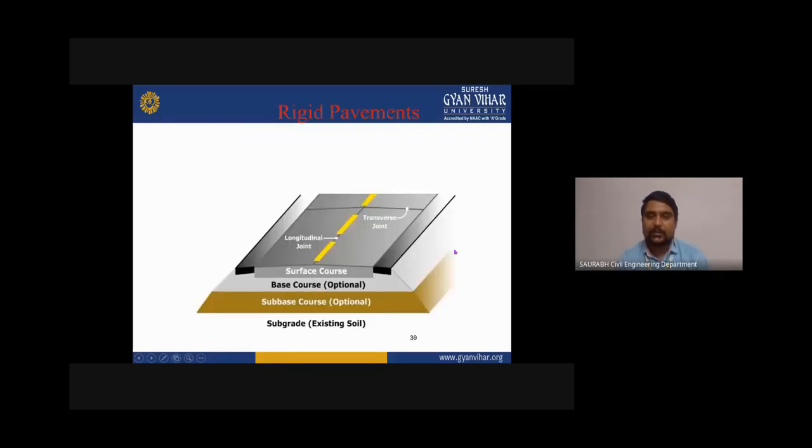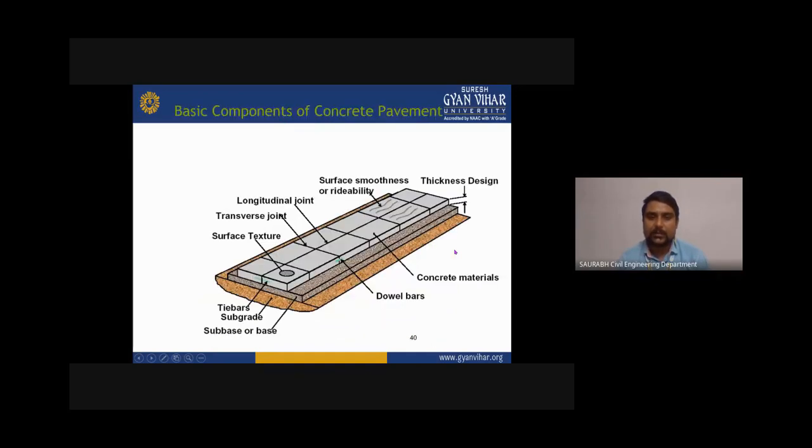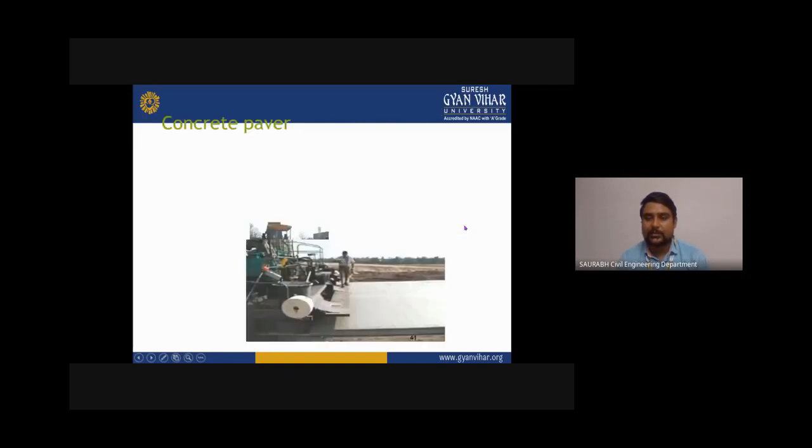And this is your cross section of rigid pavement, as you can see here. Now we will see the basic components of the concrete pavement. Here the dowel bar is also here. This is the kind of reinforcement which we use during the construction of a rigid pavement. This is your longitudinal joint, this is your transverse joint. This is your surface texture, surface smoothness, reliability, and thickness of design, as you can see here.